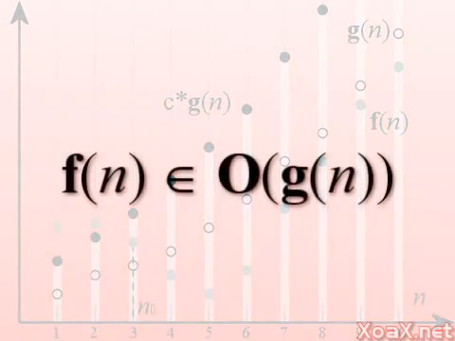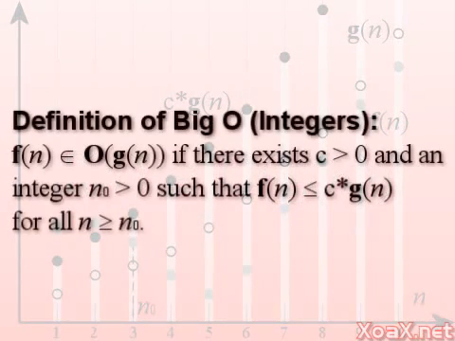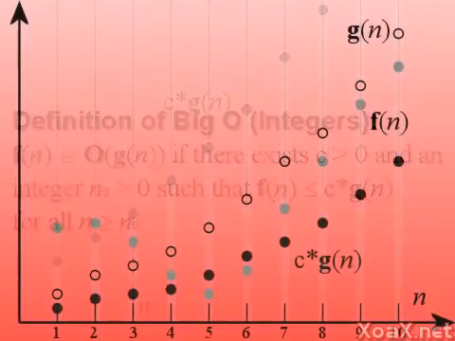This is how we define big O of g of n. Formally, we say that f of n is in big O of g of n if there exists a positive real number c and a positive integer n0 such that f of n is less than or equal to c times g of n for all integers n greater than or equal to n0.